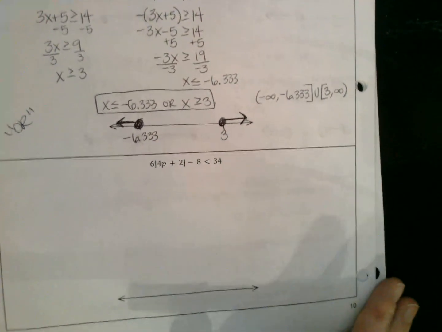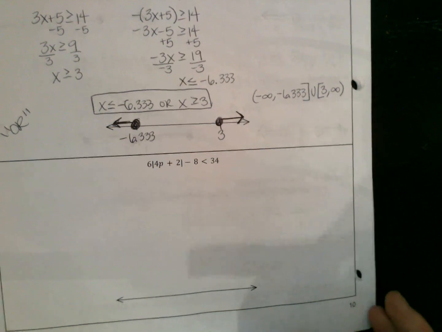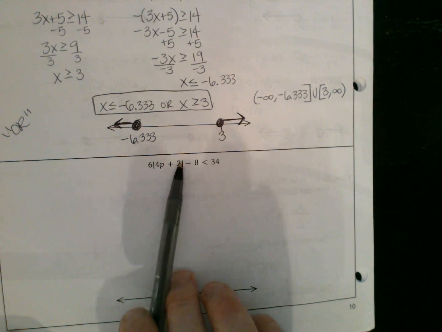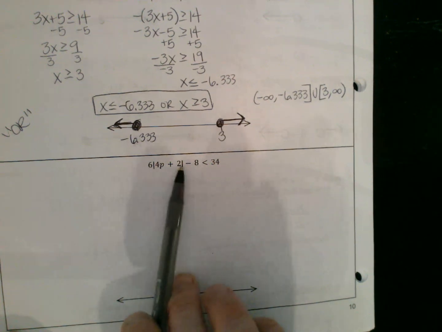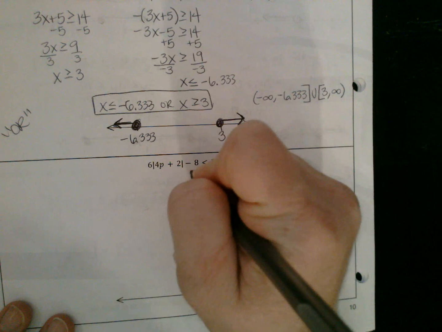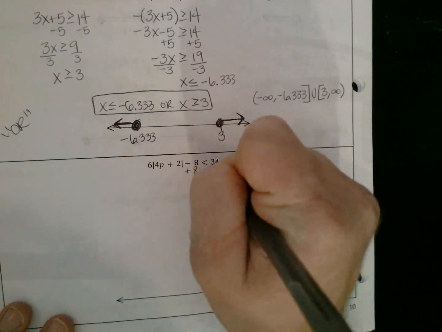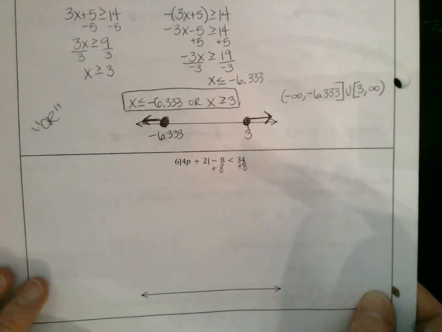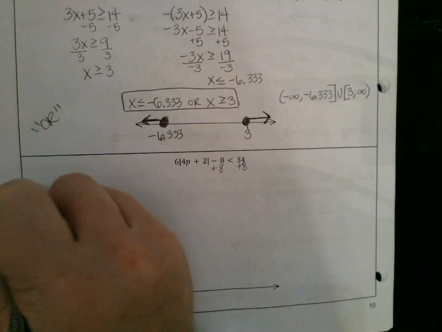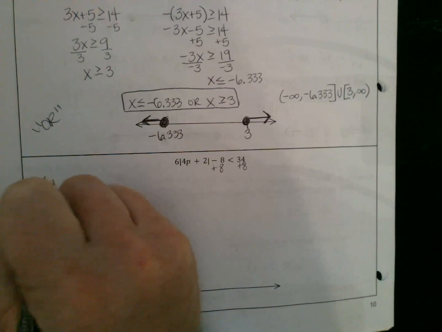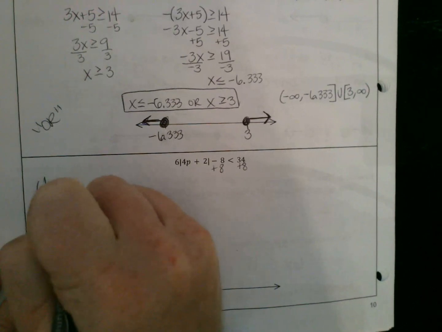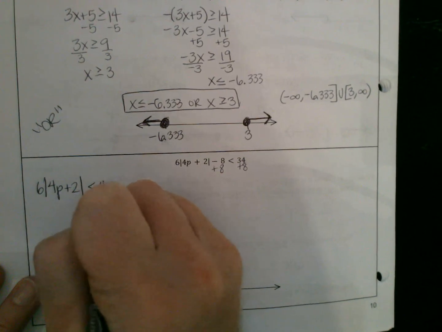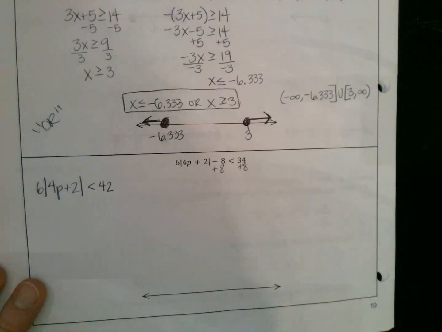Okay, last one. I'm going to start by getting my absolute value by itself, because I can't do anything else until this part of my inequality is alone. So I'm going to add 8, and I'm going to work kind of on the left side of my page over here. I get 6, absolute value of 4p plus 2 is less than 42, because I added 8.